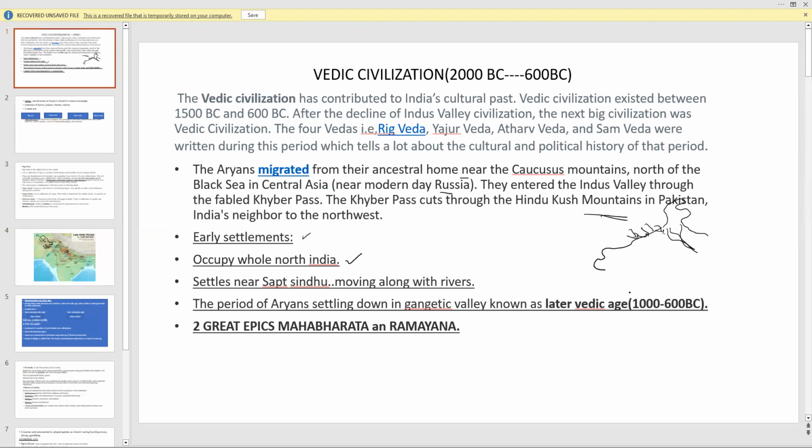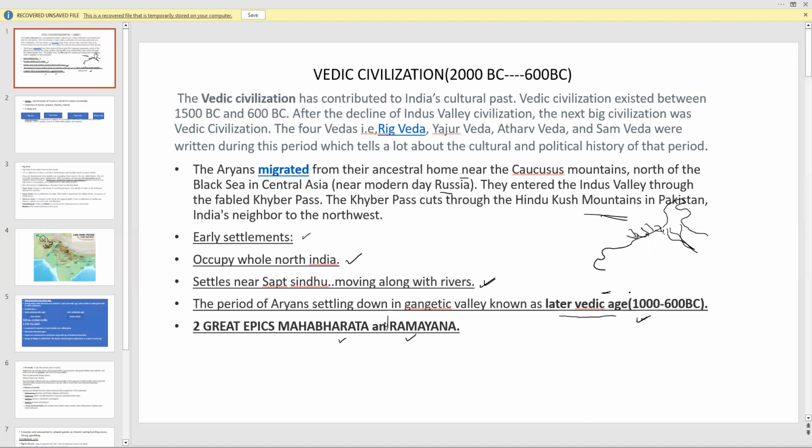So in the early settlements, they occupied the whole of North India. They settled near Sapt Sindhu, moving along the rivers, which we now call Punjab, the land of five rivers. The period when the Aryans settled down in the Gangetic valleys was known as the later Vedic age. So the civilization would have been divided into two, the early and the later. And the later period was contributed to by the different epics, Mahabharata and Ramayana, you all know about it.